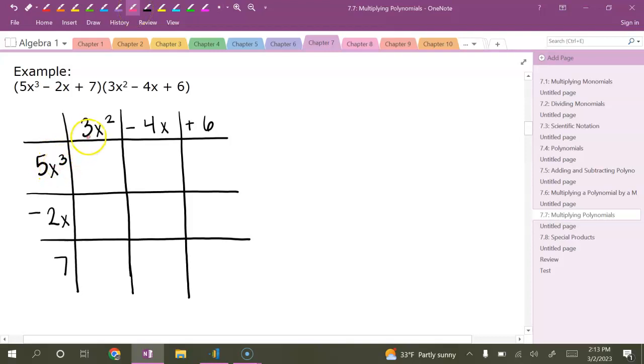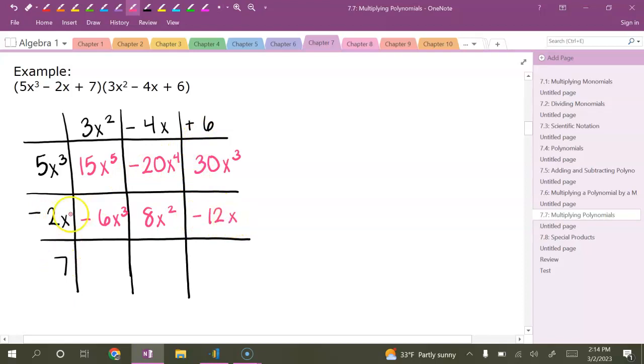So 5x to the third times 3x squared is going to be 15x to the 5th power. Across the top, 5x to the third times a negative 4x is going to be negative 20x to the 4th. And 5x to the third times 6 is going to be 30x to the third. Then I'm going to do the next row here. So negative 2x times 3x squared is negative 6x to the third. Negative 2x times negative 4x would be 8x squared. And negative 2x times 6 would be negative 12x.